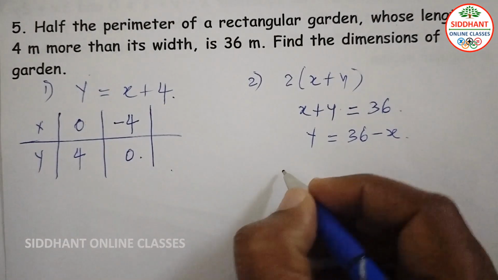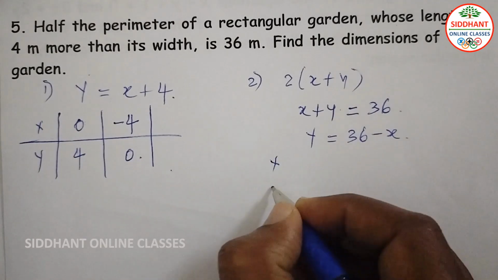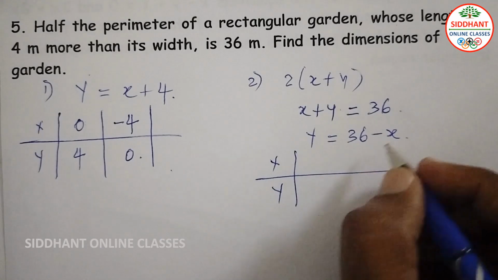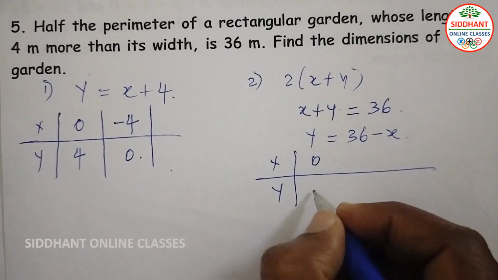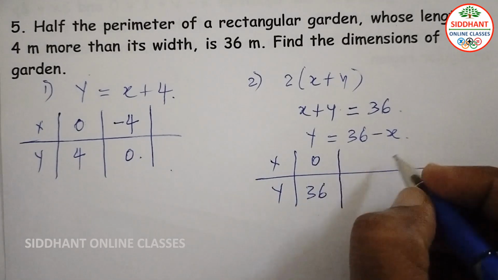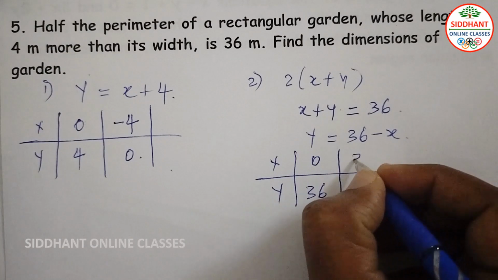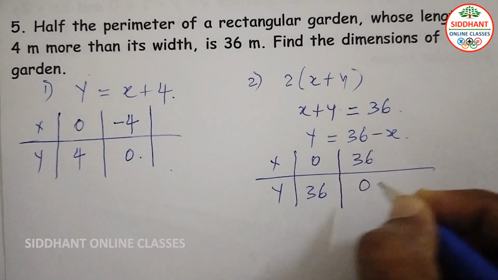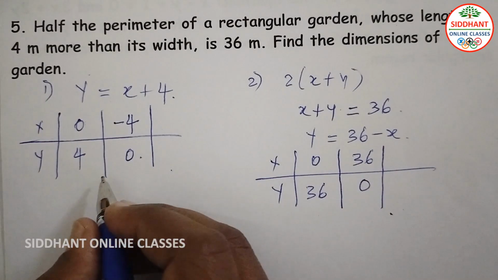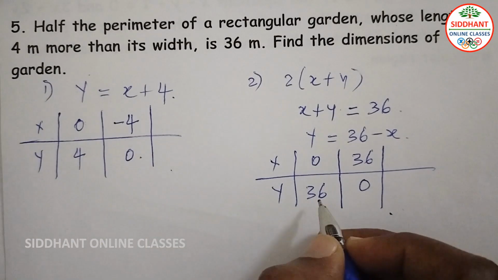So in the same way, y equal to 36 minus x. So here x and y we are going to find out. So now if x is 0, then y will be 36. And if x is 36, then y will become 0 here. Here 36, 0. So now we got the x and y values, and we are going to plot in a graph.